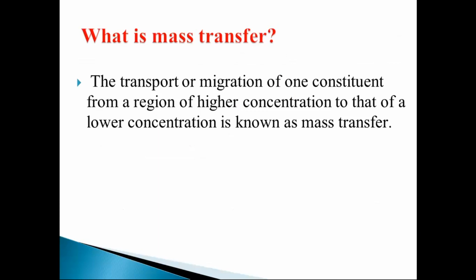For example, diffusion. What happens in diffusion? There is transfer of molecules from higher concentration region to the lower concentration region, means transfer of mass. Mass is nothing but molecule. This phenomenon is known as mass transfer. An example is diffusion.